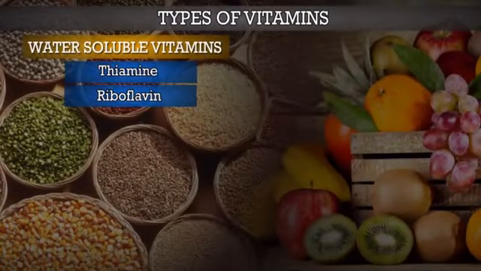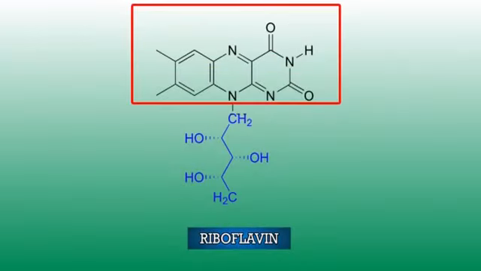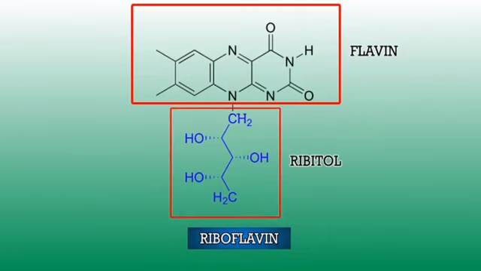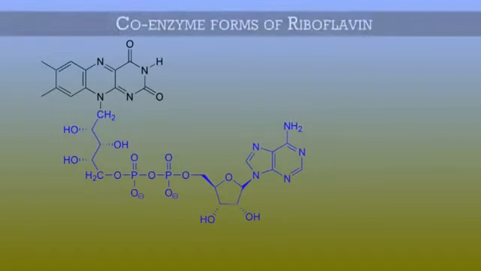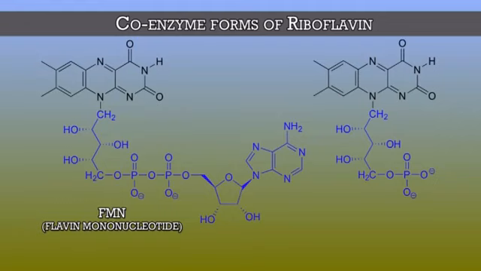Next vitamin is riboflavin. Riboflavin is also known as vitamin B2, and it is made up of a yellow pigment called flavin and a pentose alcohol called ribitol. The coenzyme forms of this vitamin are flavin mononucleotide, that is FMN, and flavin adenine dinucleotide, that is FAD.